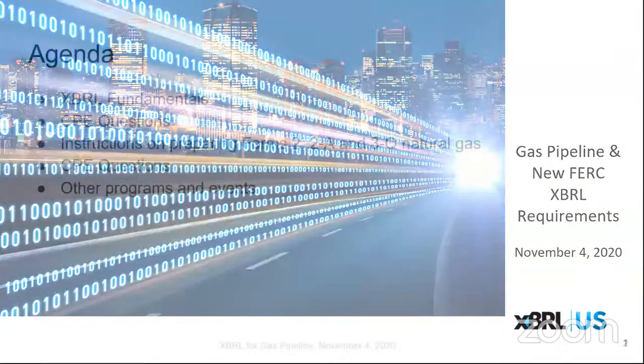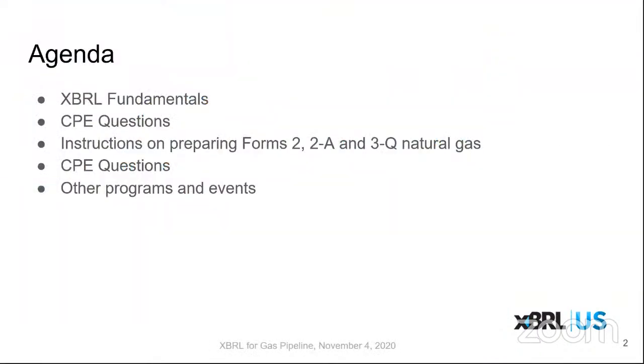So with that, let me go through the agenda that we're going to cover today. We're going to start off with a little bit of XBRL fundamentals. We'll then get into CPE questions, and then we'll get into really the heart of the matter, which is instructions on preparing forms 2, 2A, and 3Q natural gas. We'll have a couple of additional CPE questions, and then we'll get into other programs and events offered by XBRL US that might be of interest.